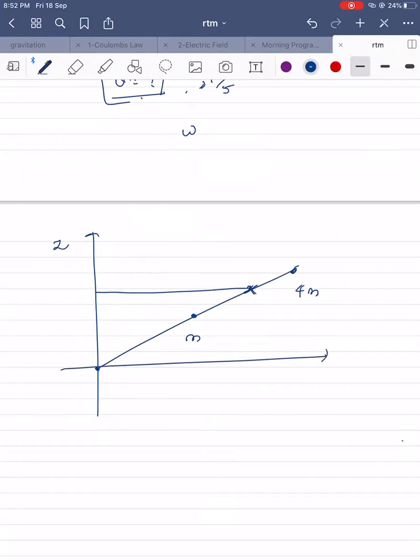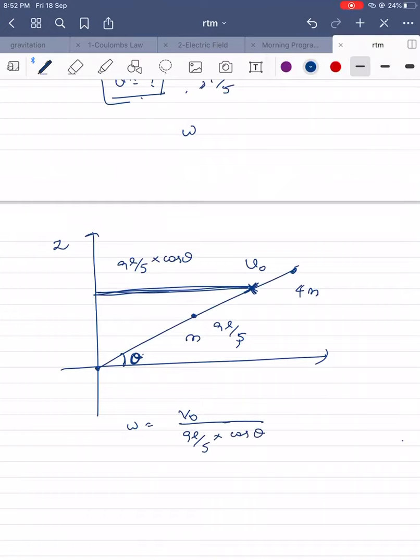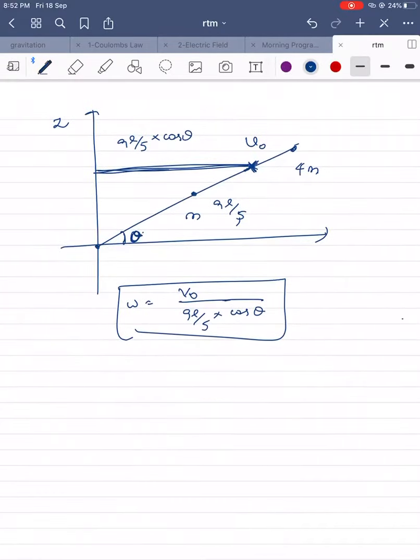So the z axis. If I get a perpendicular distance, how much is the distance here? 9L by 5. If I consider an angle theta over here, it is 9L by 5 into cos theta, and to get omega about the z axis, it is equal to velocity. Here the velocity is v0, so I consider v0 upon 9L upon 5 into cos theta.